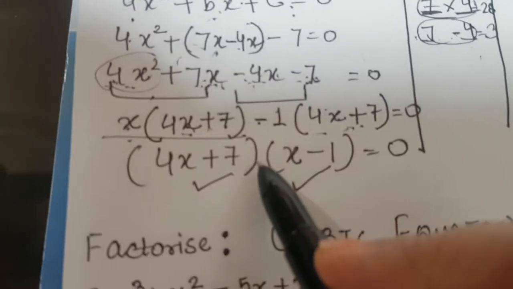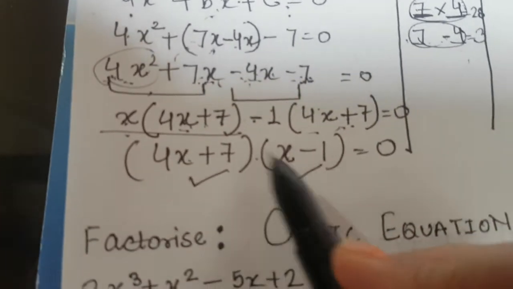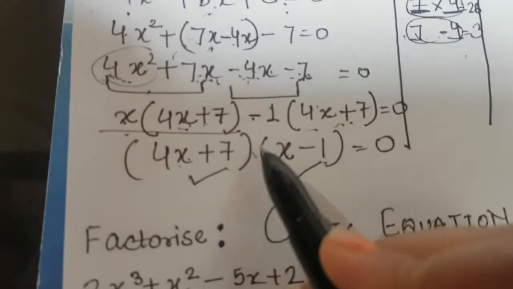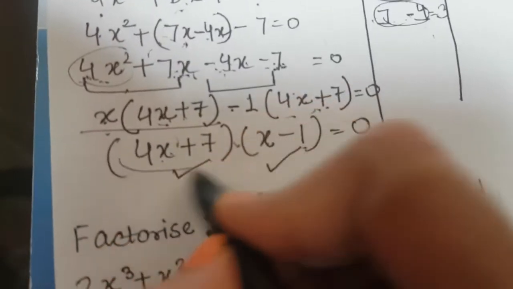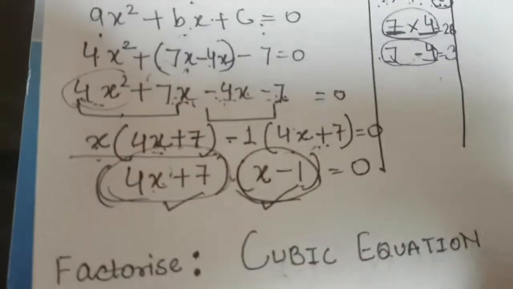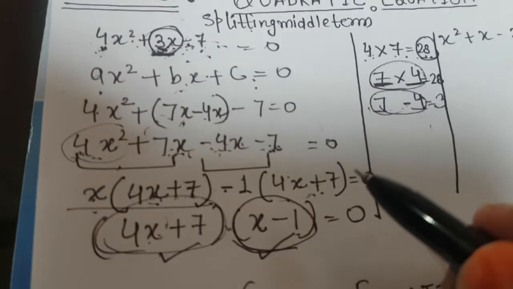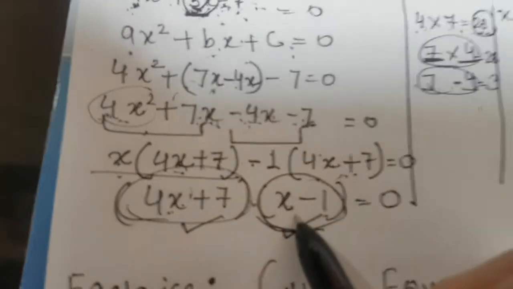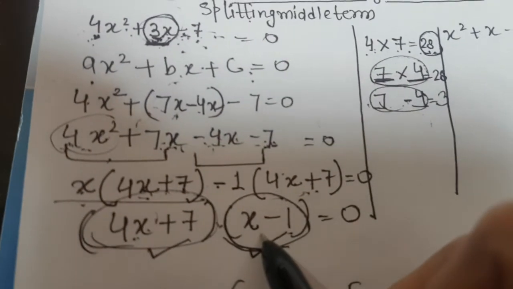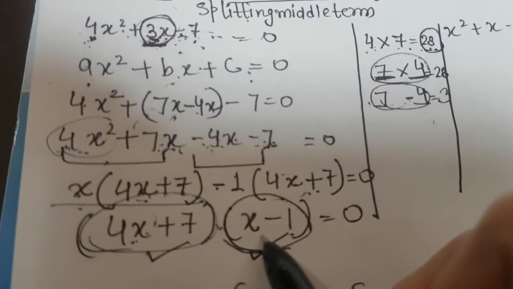So you can see these two are the factors. Until we find the factors, there should be a multiplication sign between the two expressions. So this is the first factor and this one is the second factor. So the factors of this quadratic polynomial are 4x plus 7 and x minus 1. Clear?